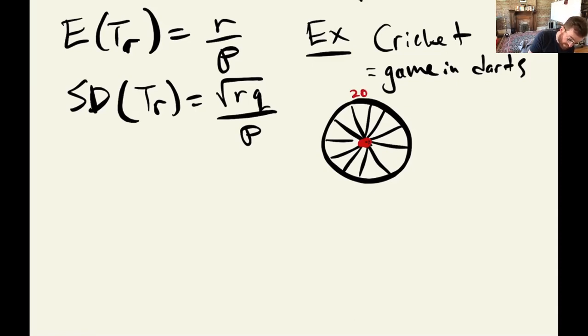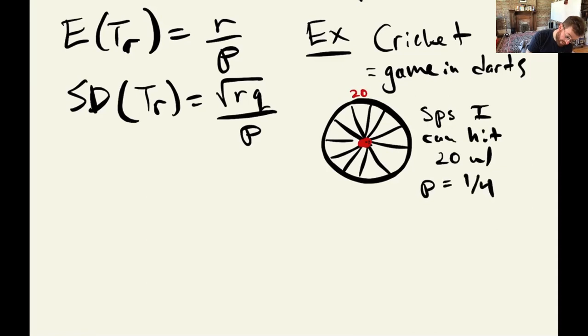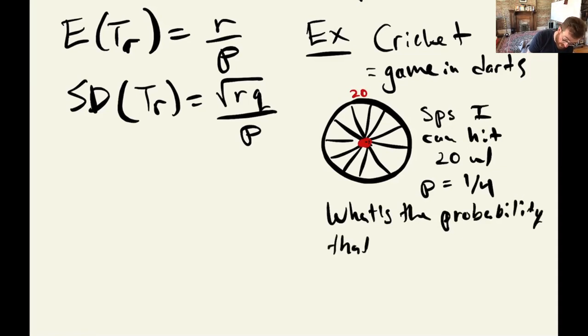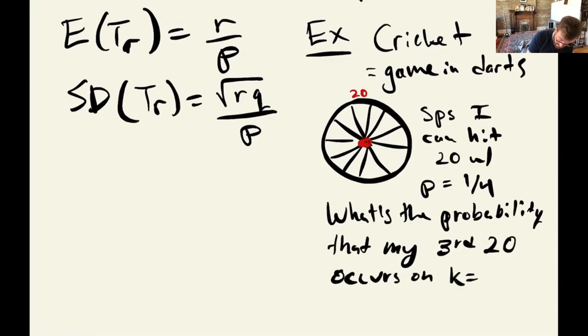Suppose I can hit 20 with probability, I don't know, a fourth. What's the probability that my third 20 occurs on k equals six? So my sixth dart.